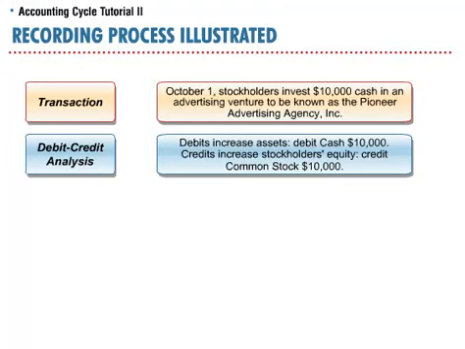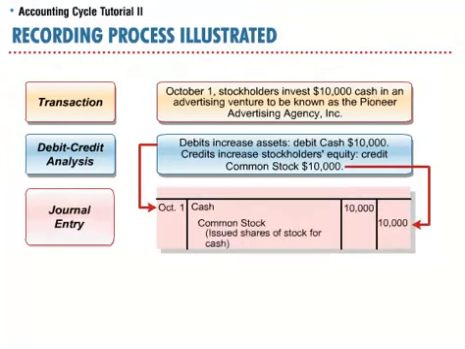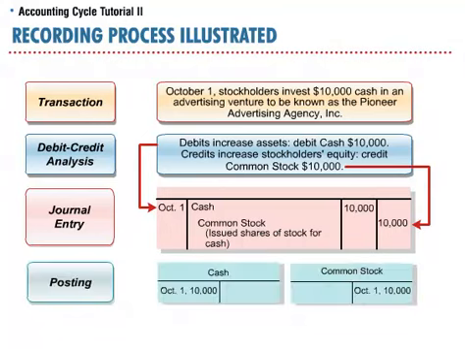On October 1st, stockholders invest $10,000 cash in an advertising venture to be known as the Pioneer Advertising Agency Incorporated. The asset cash is increased $10,000, and stockholders' equity, specifically common stock, is increased $10,000. Debits increase assets. Debit cash is $10,000. Credits increase stockholders' equity. Therefore, credit common stock is $10,000. The journal entry to record this entry would be as shown, and the posting of this entry would appear in the ledger using T accounts.